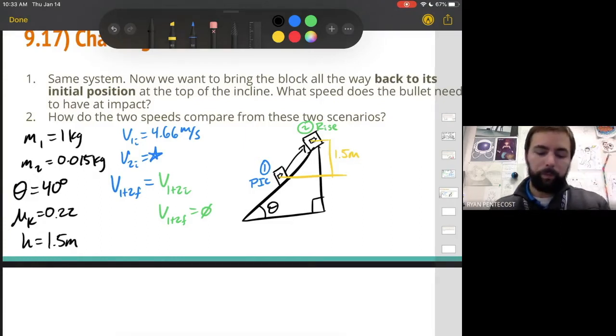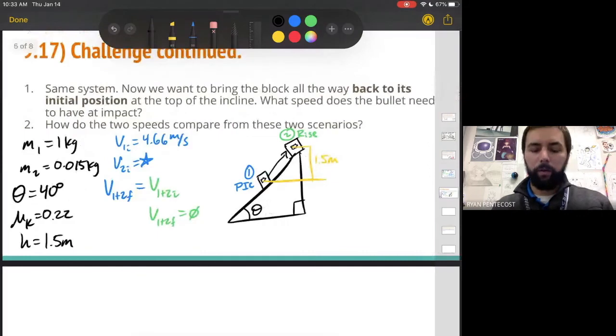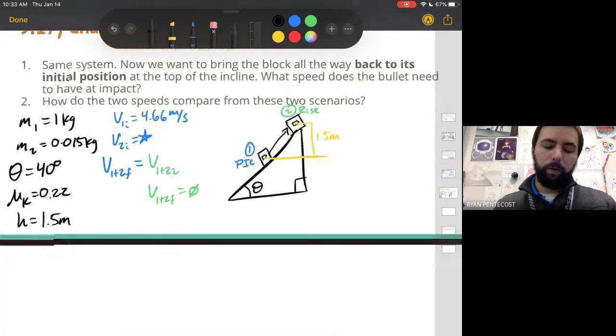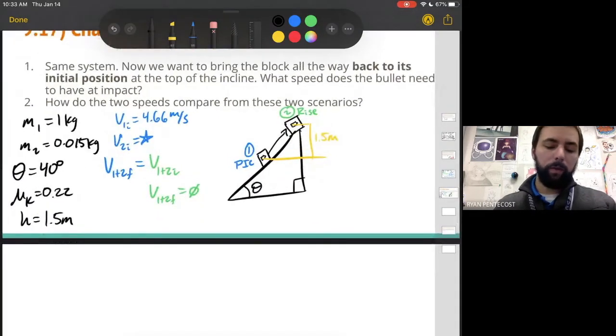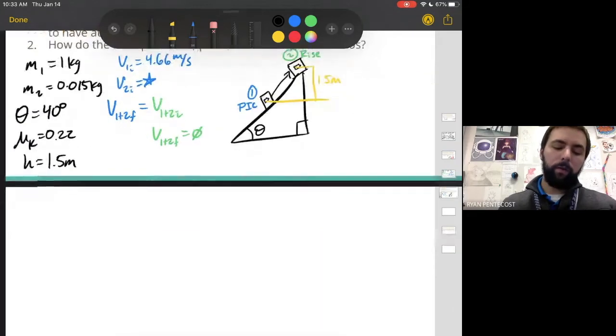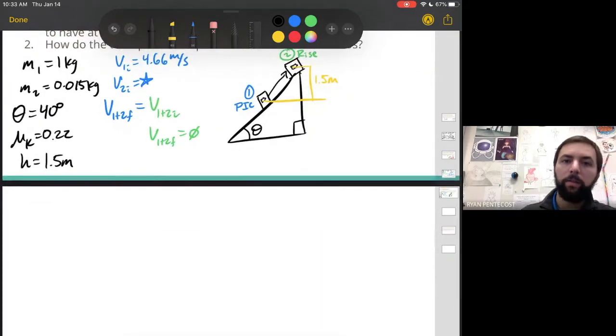Complicated color codes, I know. So let's work on seeing the method we want to use to solve this problem. What speed does the bullet need to have at impact if it's going to do that? So first, if we want to know the speed it has at impact, again, this is talking about impact at collision. So that's got to be conservation of momentum.